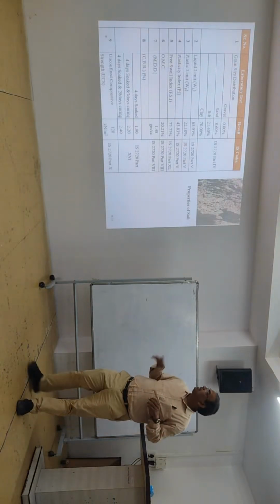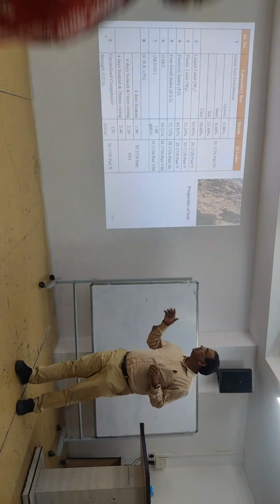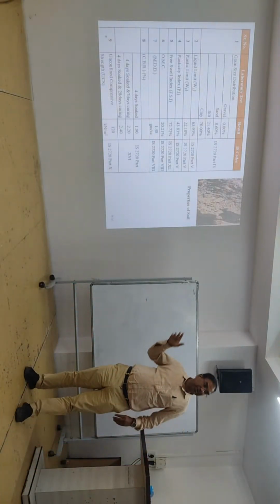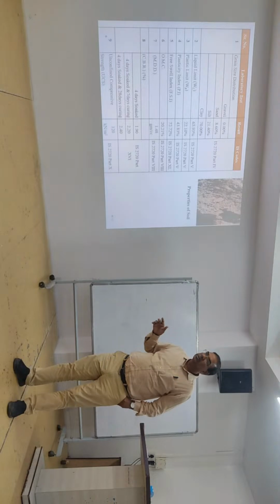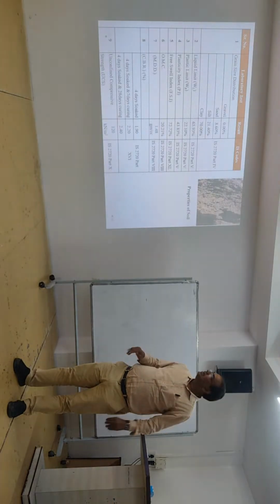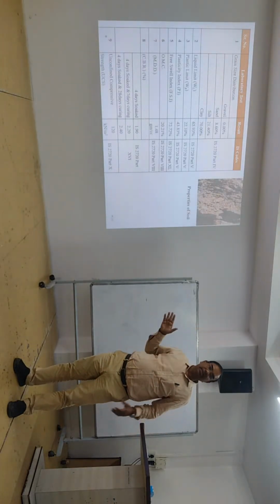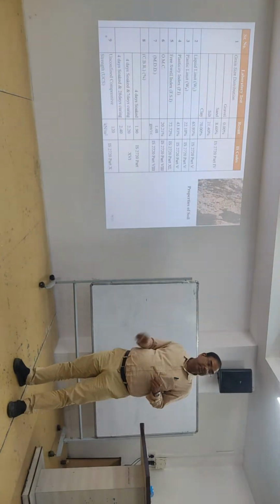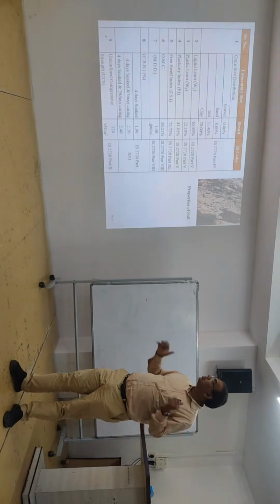So as you can see, this is the property of the soil. You can see black cotton soil. We are having clay is 70%. So you can see that in soil having 70% clay is here. Its silt is 21%. So this is like CH soil.